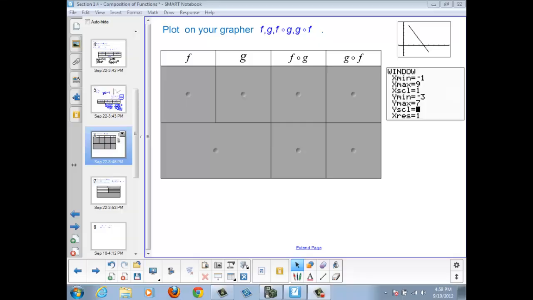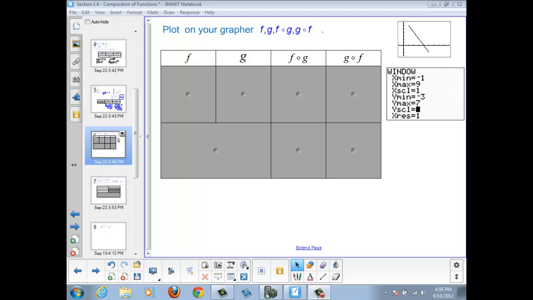Okay, the next thing we're asked to do is plot these original functions and the composites, f composite g and g composite f. Notice the new notation, f circle g and g circle f, mean composite. So you should be aware of that.